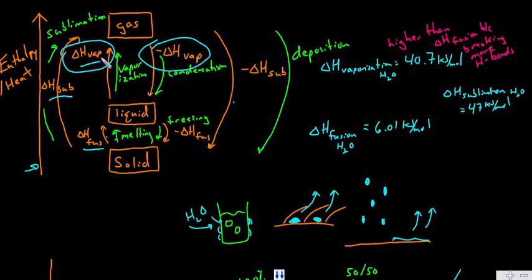Now this is significantly higher. Heat of vaporization for water is 40.7 kilojoules per mole, whereas the heat of fusion for water is only 6.01 kilojoules per mole. Now, what about the heat of turning solid into gas, the heat of sublimation? That is actually the combination of the heat of fusion and heat of vaporization. 40.7 plus 6.01. The heat of sublimation is 47 kilojoules per mole for water. This should make sense by Hess's law.